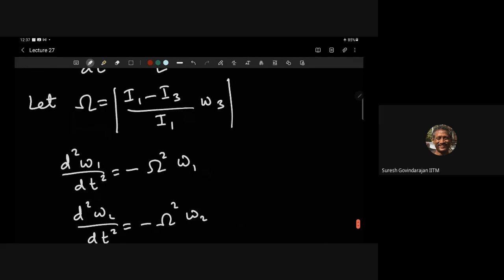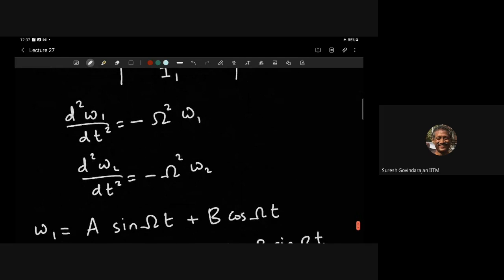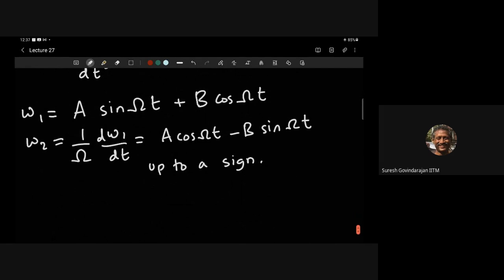Okay. So what is appearing here is omega square. So we could fix things by saying omega is 2 minus omega. I don't know. Okay, up to a sign. Do you understand why I'm saying up to a sign?